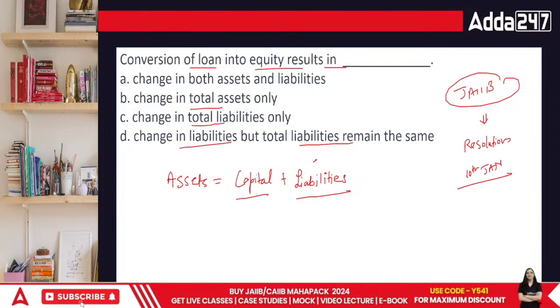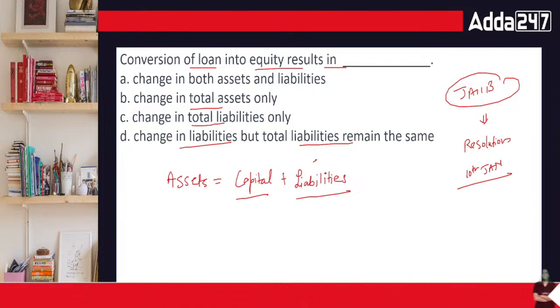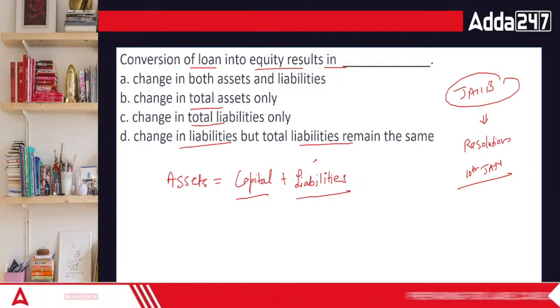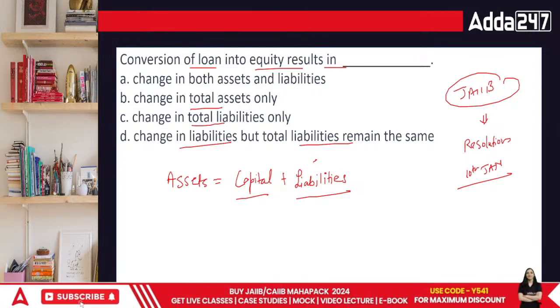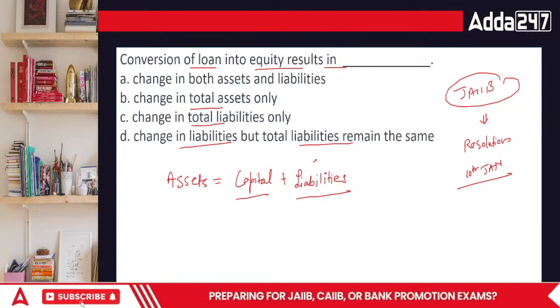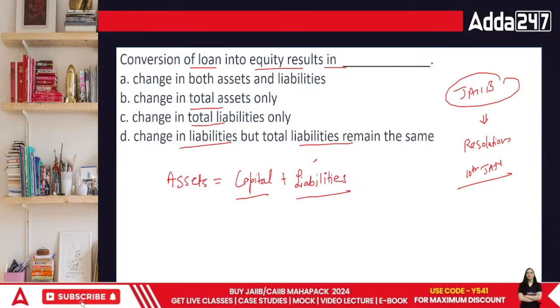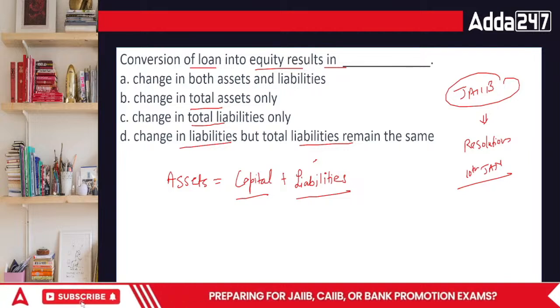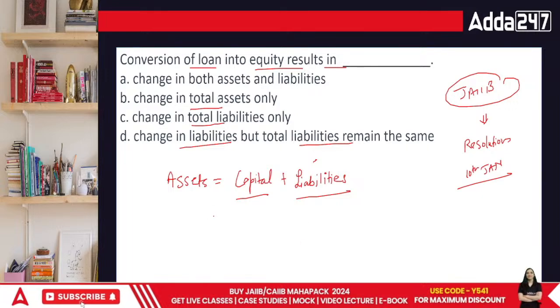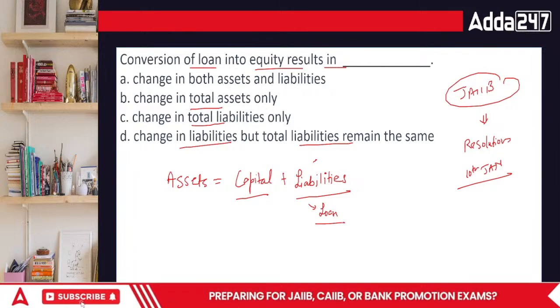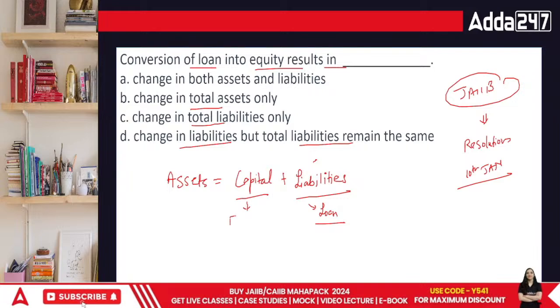Acha, what's the next pointer? Conversion of the loan. Now we are talking about assets is equal to liabilities plus capital. Acha, the question has said that loan is converted into equity. So in this case, what should I do? The loan is a part of liabilities, and equity is the capital.